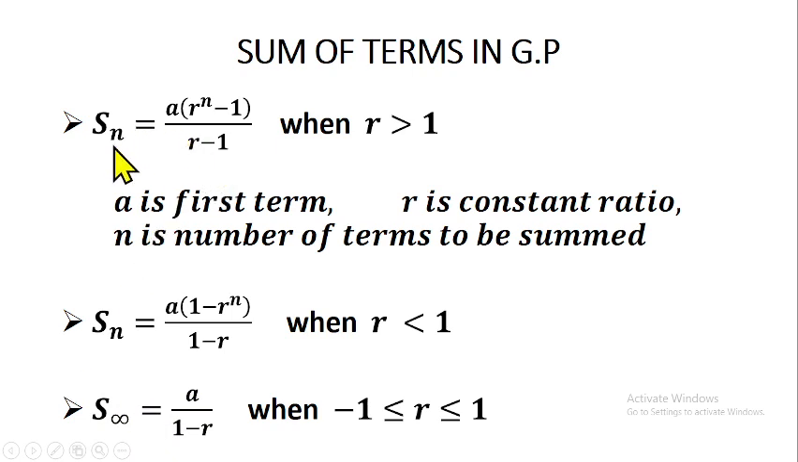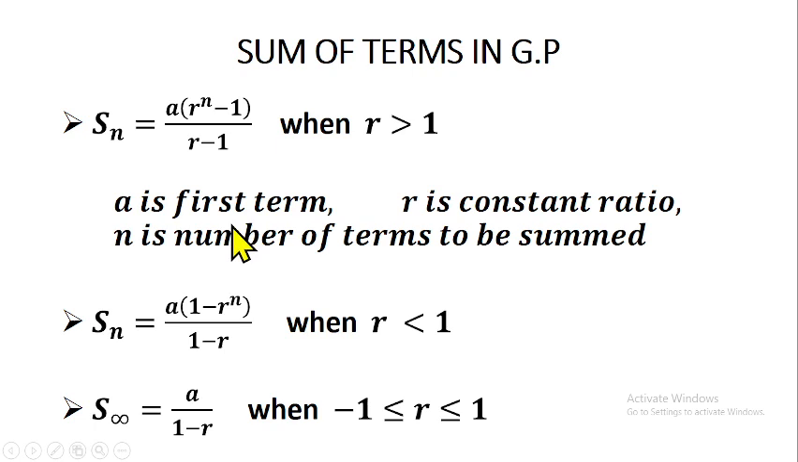And let's examine the formula. Sum of terms equals A, which is the first term, into the constant ratio raised to power n, where n is the number of terms you are summing, minus 1. Please, this minus 1 is not part of the power of n here. This is r raised to power n, then minus 1. You are not having n minus 1 here. It is r raised to power n, then minus 1, over r minus 1.